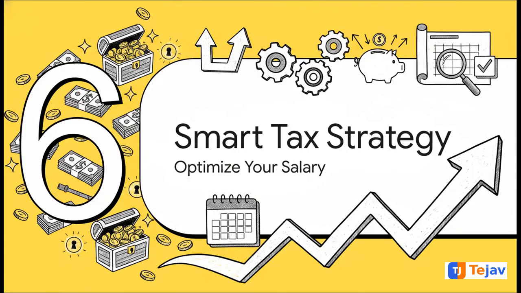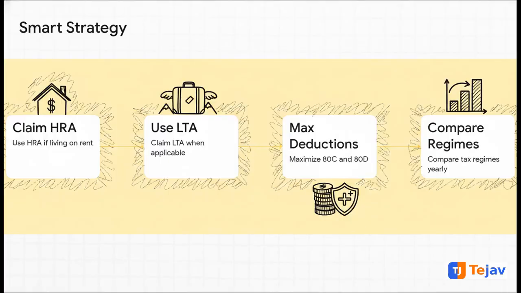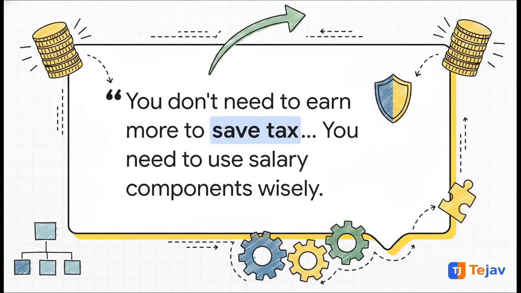Let's pull it all together into an actionable plan in Section 6, your smart tax strategy. Here is the exact step-by-step combination a smart professional uses to optimize their salary. Step 1, use HRA if you are renting. Step 2, plan your vacations and actually claim your LTA. Step 3, actively invest to maximize those 80C and 80D limits. And step 4, every single year, run the numbers under both and compare the tax regimes to see which one actively saves you more.